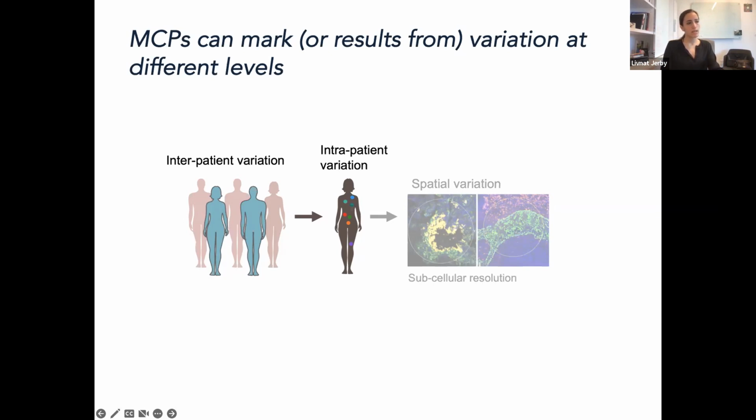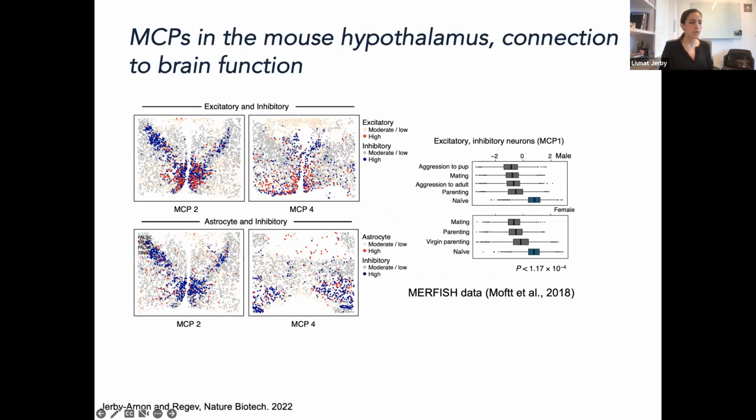So let me show you a few examples that follow this line. We actually started thinking about this when we applied DIALOGUE to MERFISH data from the mouse hypothalamus. We found different spatial multicellular programs, which are shown here. But we also found that the most dominant multicellular program that we identified captured variation in the behavior of the mice. So some mice were considered naive, and others had different experiences. And the MCP, again, in a completely unsupervised manner, managed to capture it.